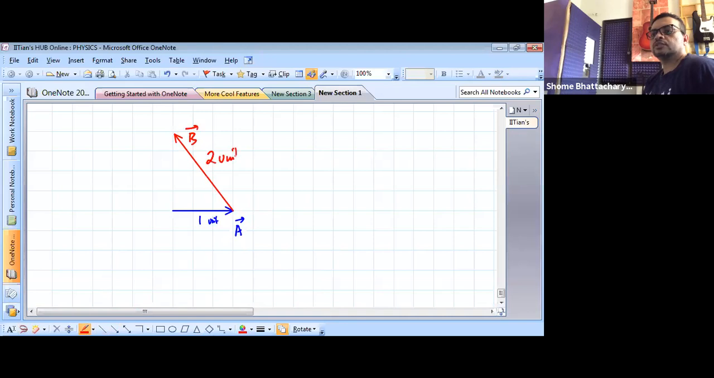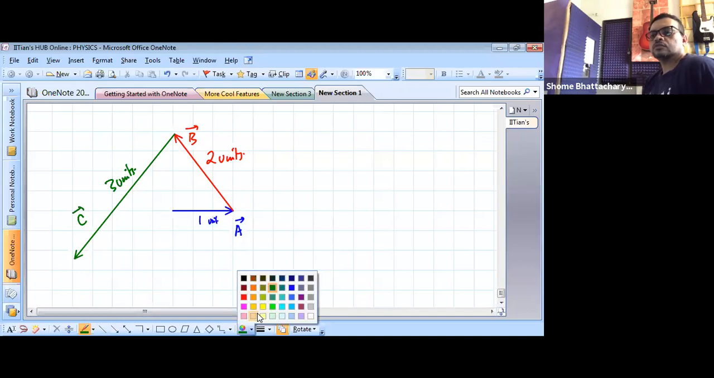Magnitude 2 units. And vector C now will be like this, of magnitude 3 units. And also, you can see that this angle is 120 degrees. And also we can see that this angle is 120 degrees.